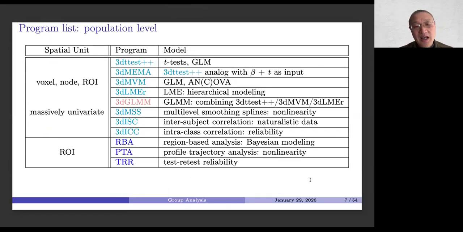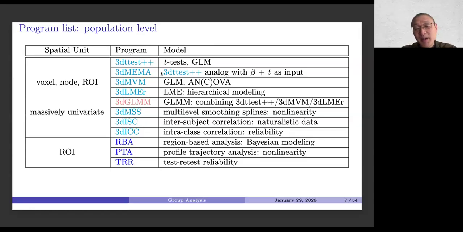So this table gives us the typical list of the group level analysis programs. The first one, 3dttest++, is the most popular one. We use that to analyze the typical t-tests: one sample, two sample, paired. Some types of general linear model we can also run with 3dttest++.